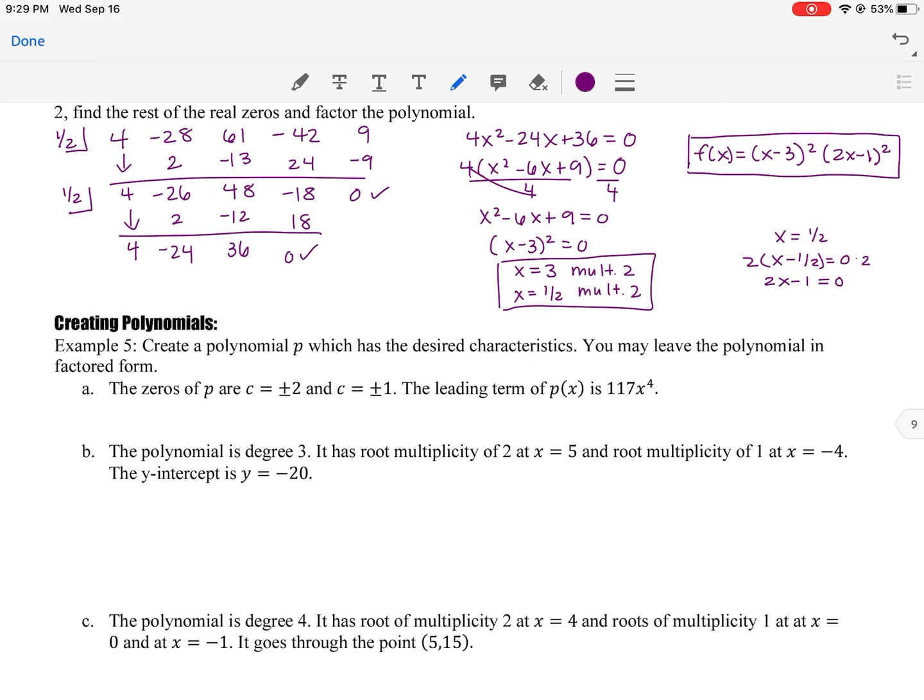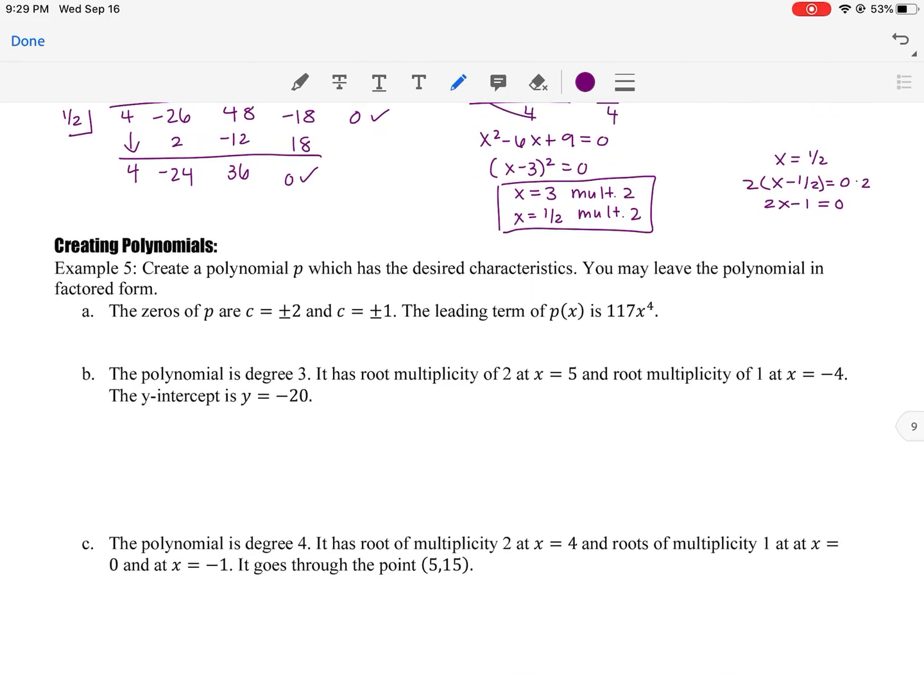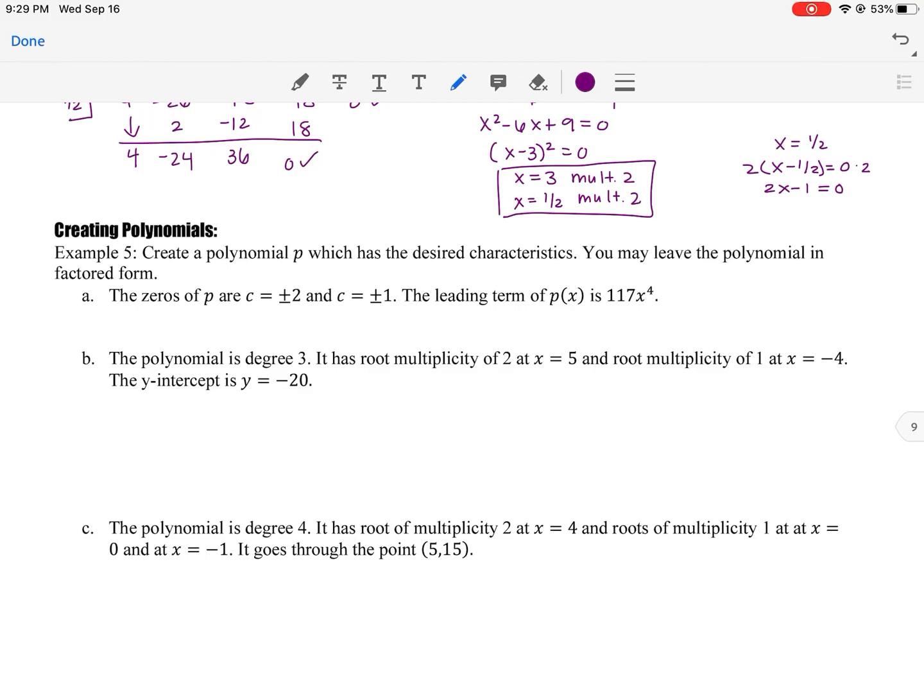Okay, a few more. We're going to create some equations. You may leave the polynomial in factored form. That is a key thing. Don't make your life harder than it needs to be. So first thing we say, hey, there are zeros of the polynomial. Our c is plus or minus 2. c is plus or minus 1. And then let's come back to the leading term.